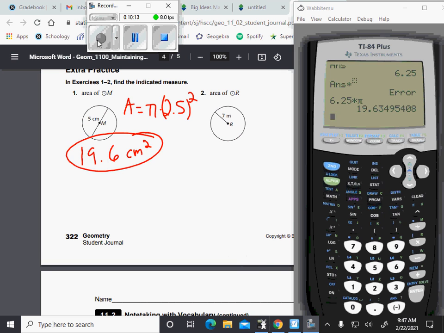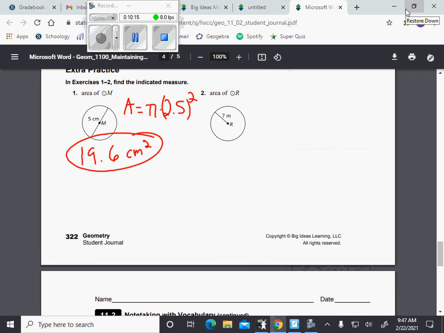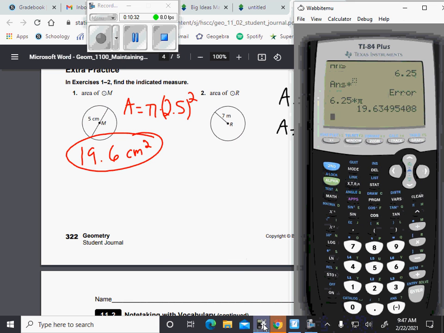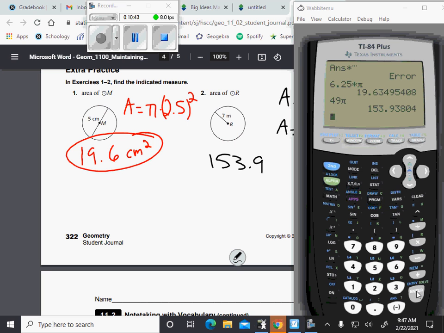Number 2. There's our radius, 7 meters. The area is going to be equal to pi times 7 squared. So A is going to be equal to 49 times pi, or 49 pi, which is 153.9. That's in meters, so meters squared.